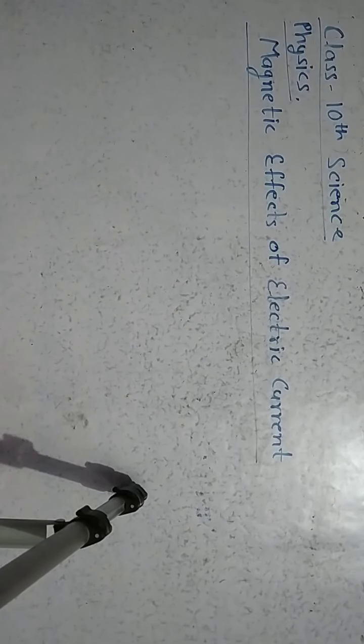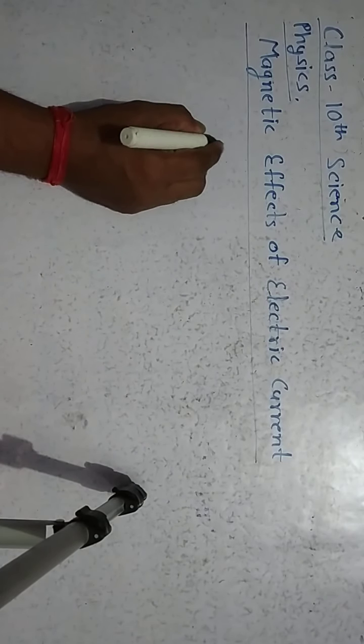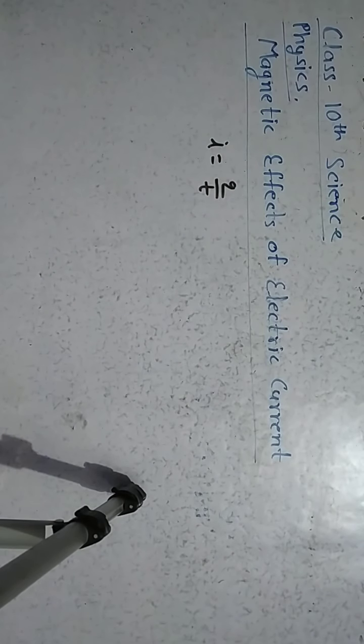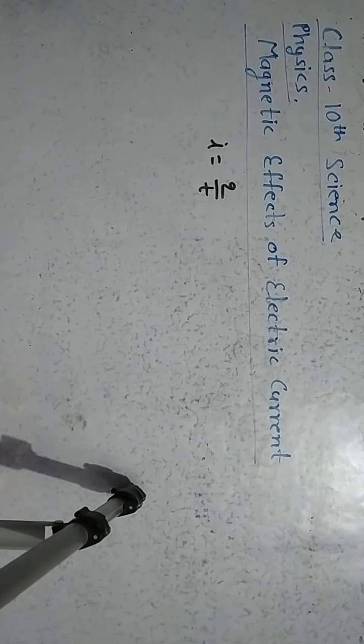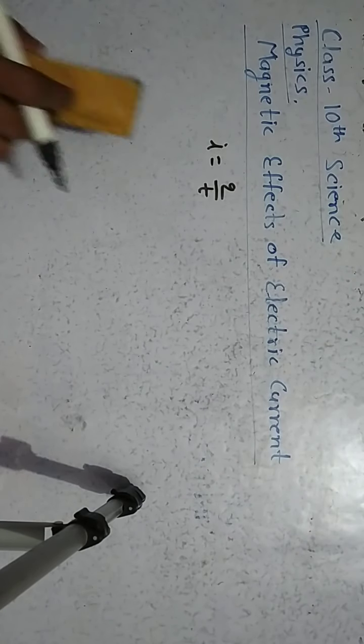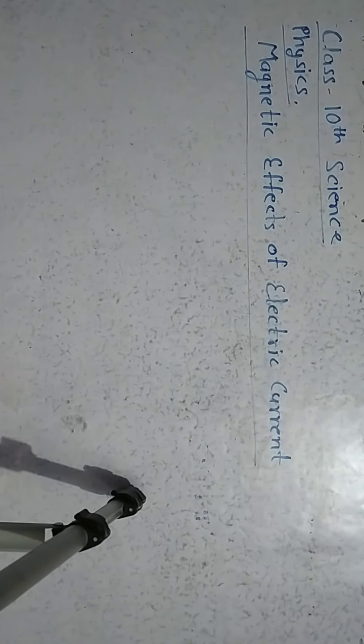Here we have learned about electric current, which is I equal to Q by T, that is rate of flow of charge per second. We know it, I equal Q by T. We learned about electric potential, and we know electric resistance and heating effect of electric current. Now in this chapter we have learned about magnetic effect of electric current.